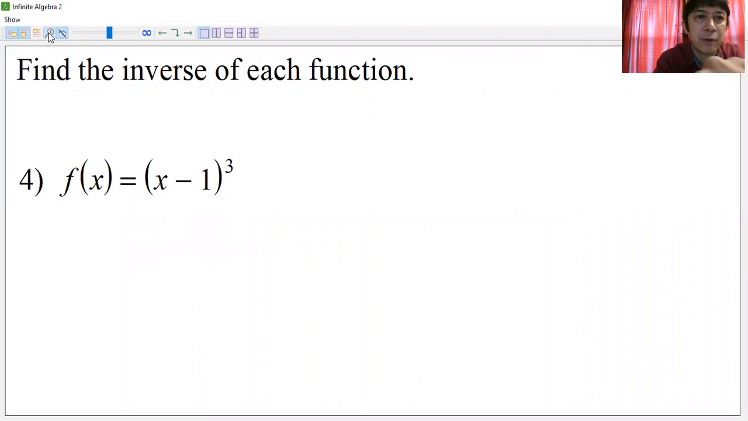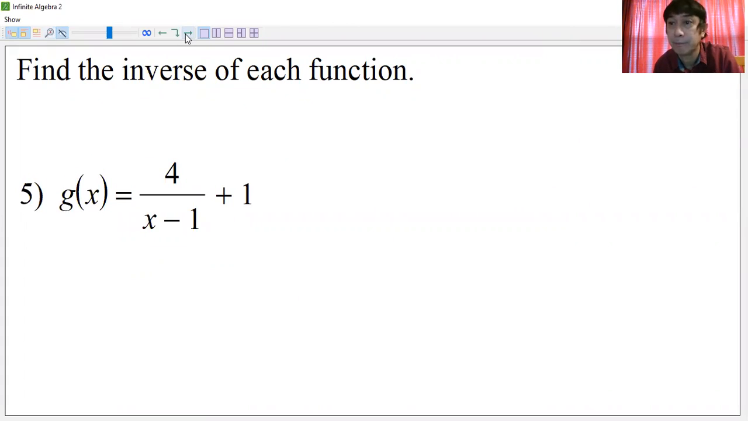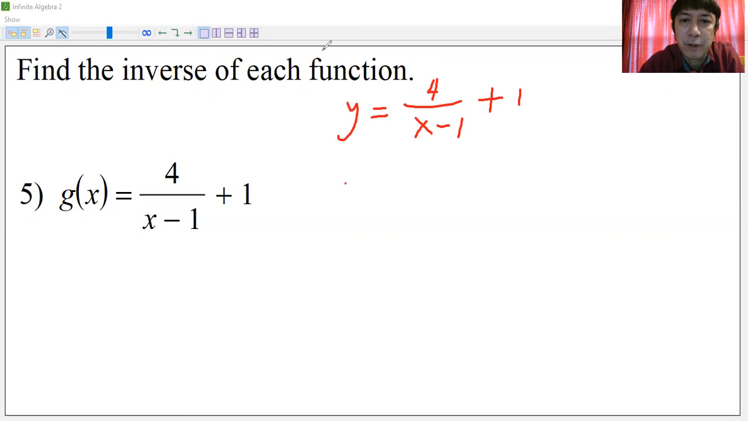Okay, here's number 5. Find the inverse of g of x equals 4 over x minus 1, plus 1. So we shall start with the given. Change the g to y. And we have y equals 4 over x minus 1, plus 1. Here's the given. Exchange the letters now. So we have x equals 4 over y minus 1, plus 1.